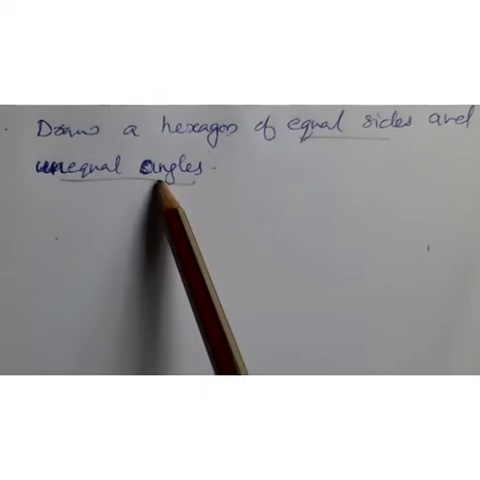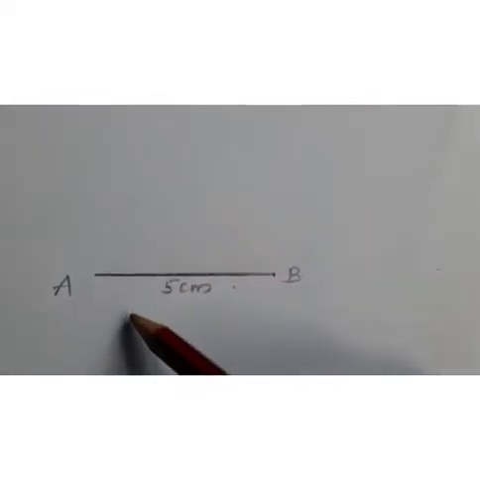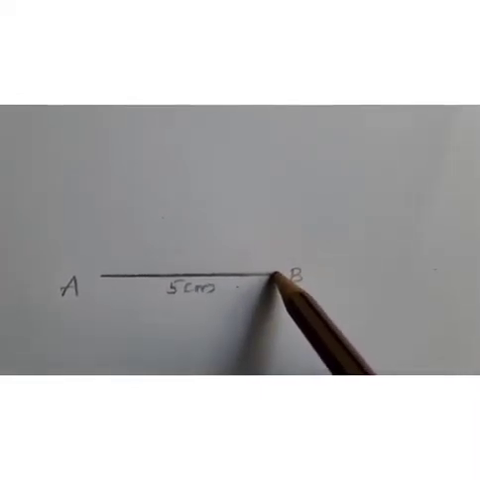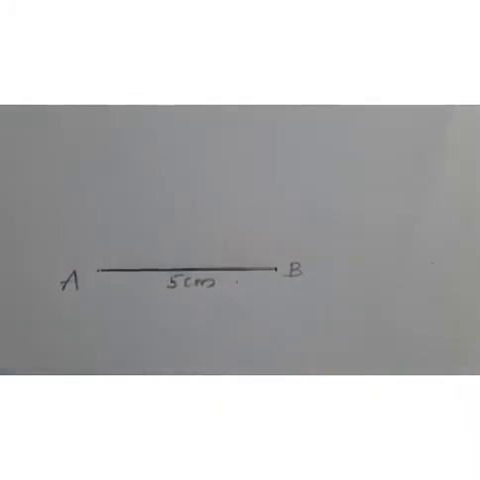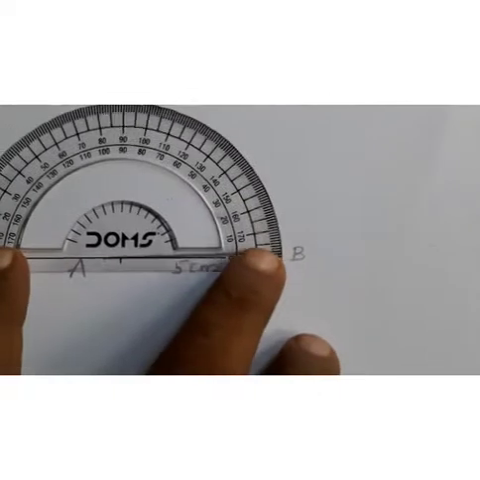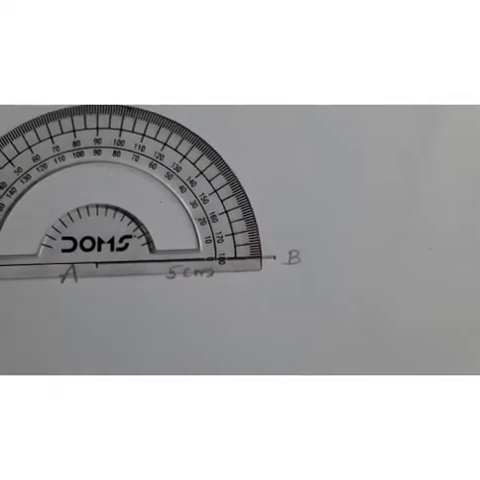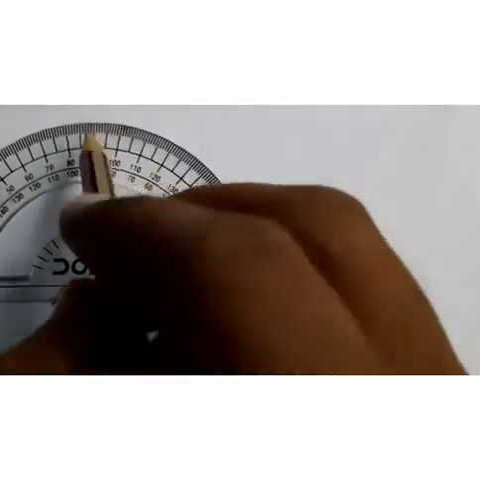Draw a hexagon of equal sides and unequal angles. So first we will draw a line AB of 5 centimeters. Then from A and B, draw two obtuse angles. You can take different measurements. With the protractor, I am taking 110 degrees. So from here it is 110.